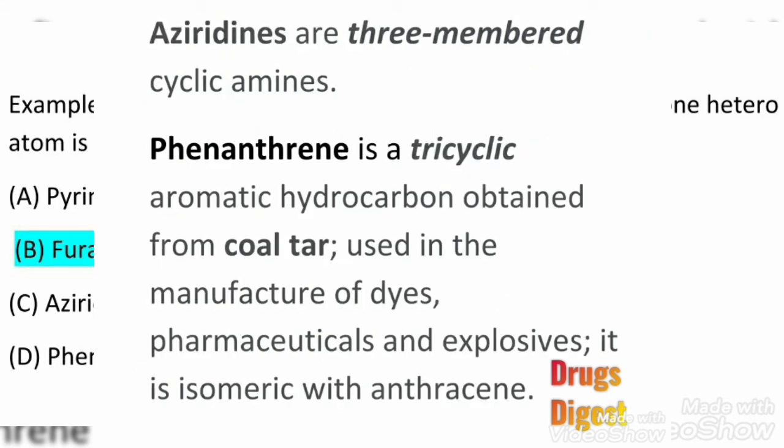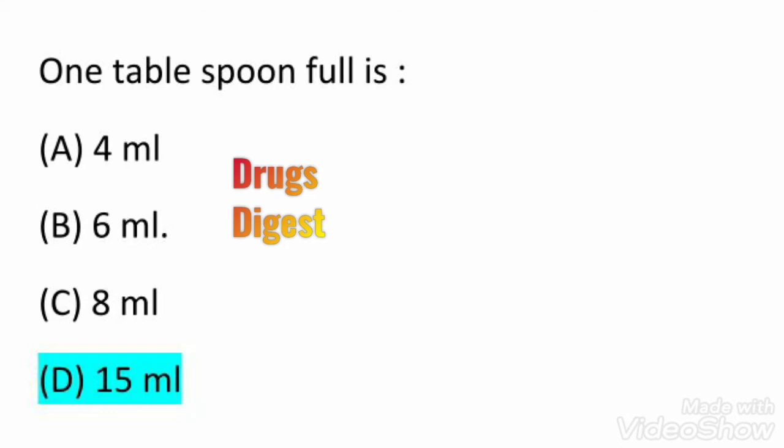Aziridines are 3-membered cyclic amines. They are actually a triangle shape. Phenanthrene is a tricyclic aromatic hydrocarbon obtained from coal tar. It is used in manufacture of dyes, pharmaceuticals and explosives. It is isomeric with anthracene. Phenanthrene is having 3 cycles. It is tricyclic.